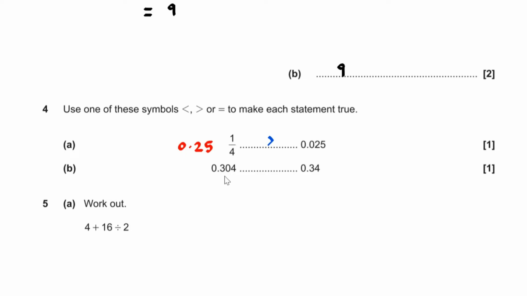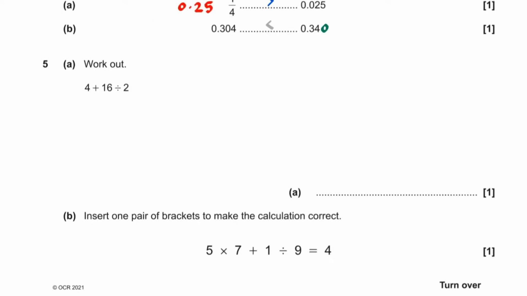For part B we have 0.304 and 0.34. Well, 0.34 we can write as 0.340. We can clearly see the 0.34 is larger than the 0.304. So 0.304 is less than 0.34.